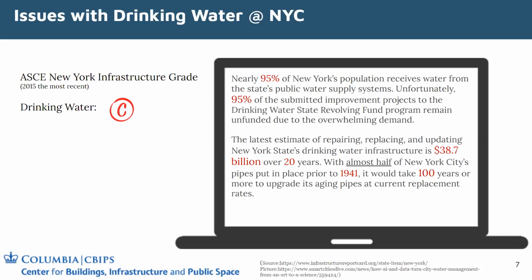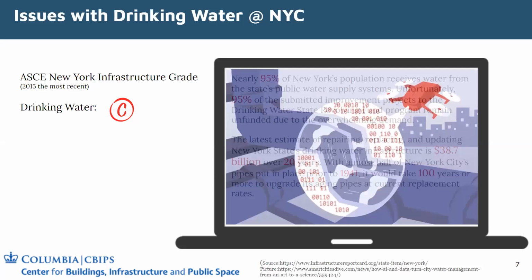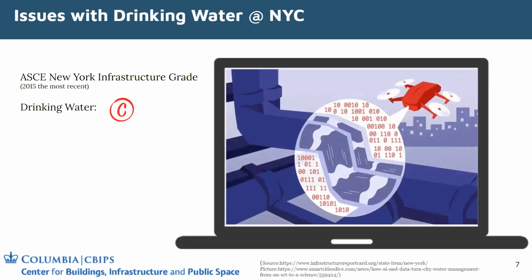The latest estimate for repairing, replacing, and updating New York State's drinking water infrastructure is a lot of money over the past 20 years. And with almost half of New York City's pipes put in place prior to 1941, it would take 100 years or more to upgrade its aging pipes at current replacement rates. But just like I said, the report was conducted in 2015, but I'm sure the situation is getting better.